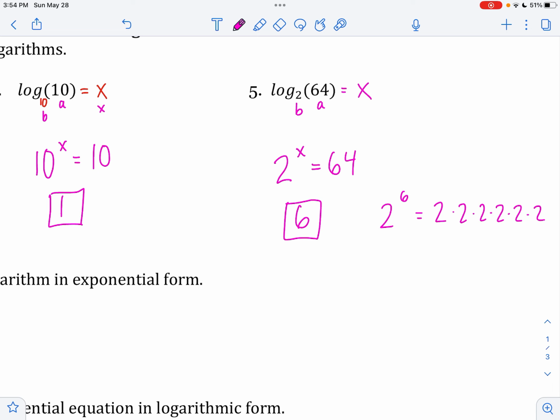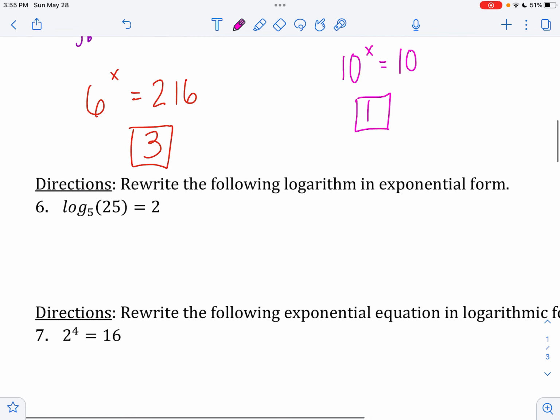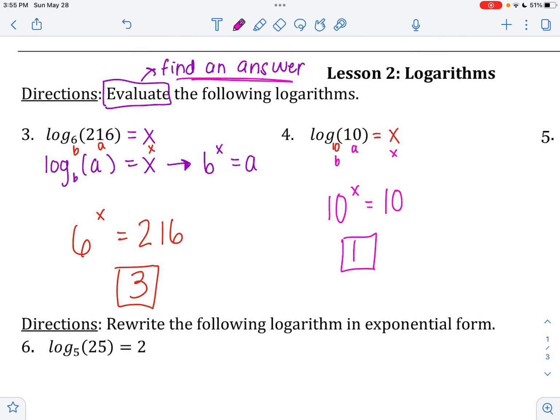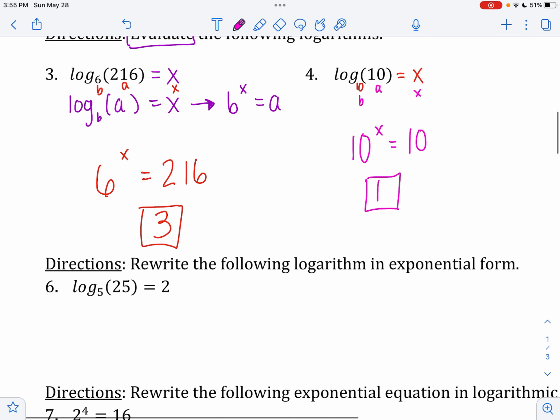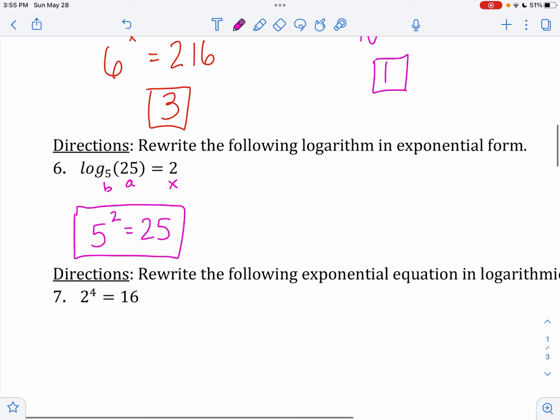Okay, 6 times. Okay, number 6, rewrite. Rewrite means we're not solving. We're not finding the answer. Like up here, it says evaluate, which means find an answer. So it's going to be a number, right? 3, 1, 6. But in this case, we're just rewriting. So really, this is just saying this is b, a, and x. So b to the x equals a. That's it. That's all you're doing. By the way, that's a true statement because 5 squared is 25, right? 5 times 5.